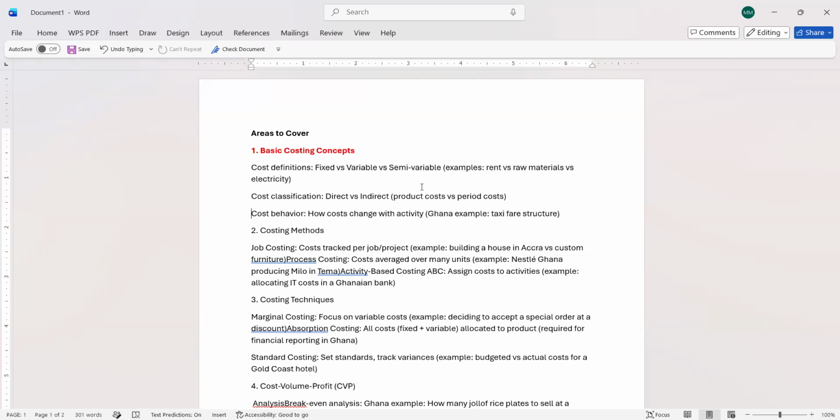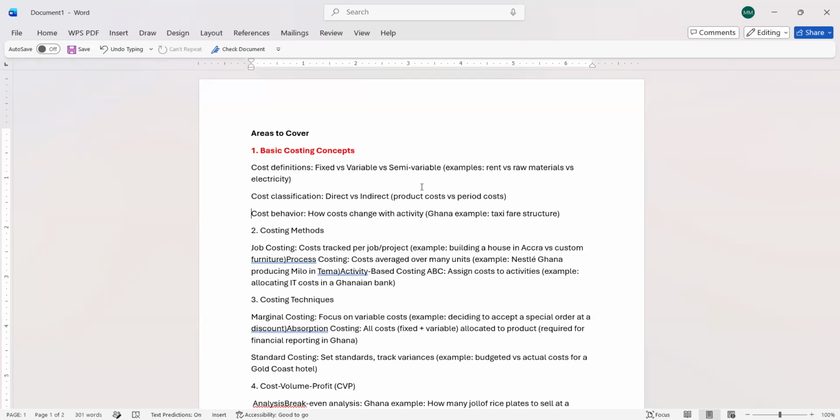You also learn about product and period costs: which costs are product costs and which are period costs. I can give you a list of about 15 cost items and ask you to classify them as direct or indirect costs. I can also ask you to classify a list of costs as product or period costs. So you have to be very, very careful about these things.